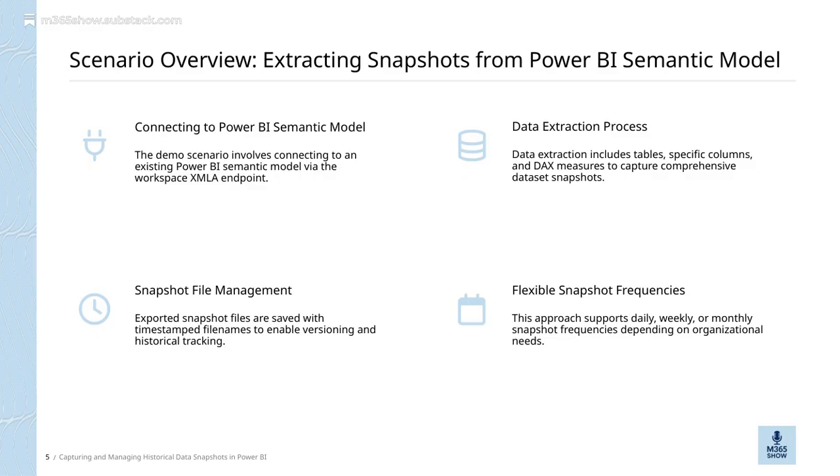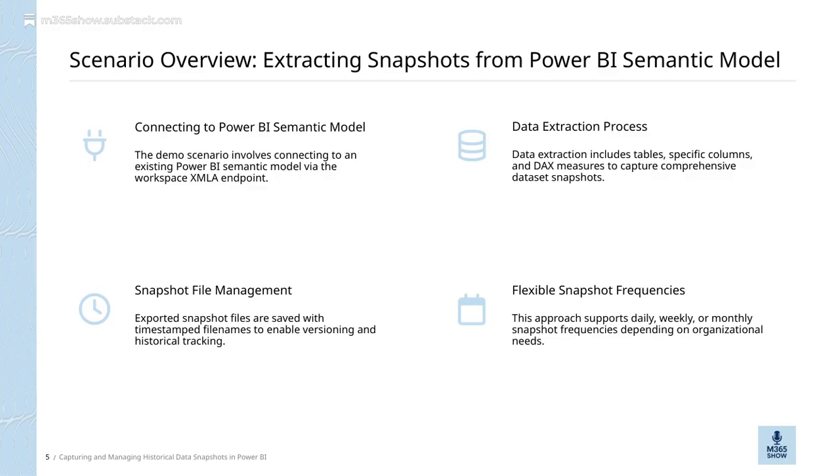When we save these snapshots, we use timestamped file names. This is crucial because it enables us to keep track of different versions over time, making it easier to review historical data or perform audits if necessary. Proper snapshot file management ensures our data remains organized and accessible. The data extraction process itself is quite comprehensive. It includes not just the raw tables, but also specific columns and DAX measures. This way, we capture a complete picture of the dataset, which is vital for accurate analysis and reporting.